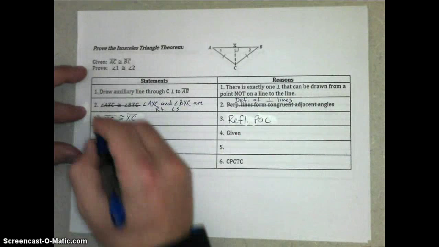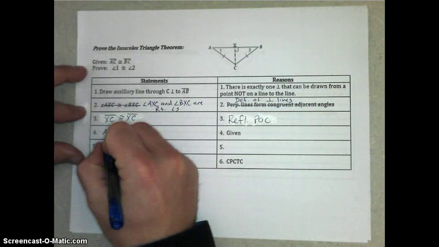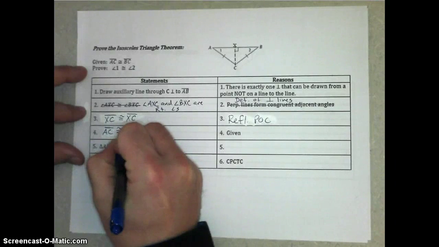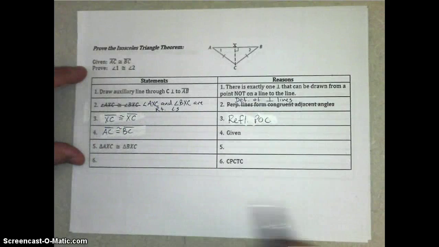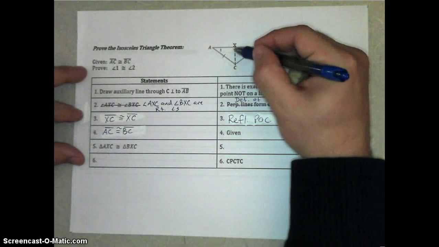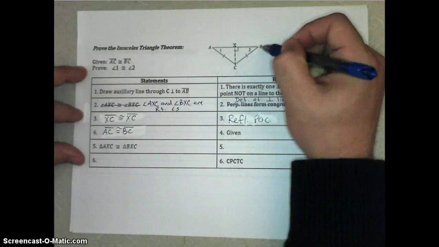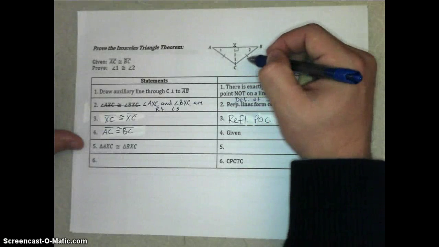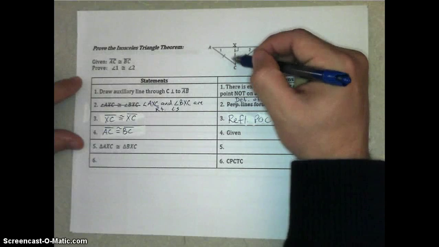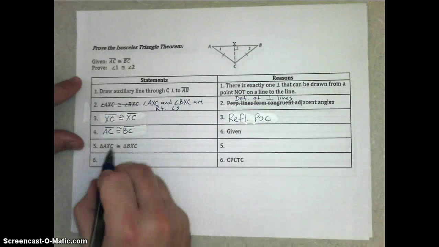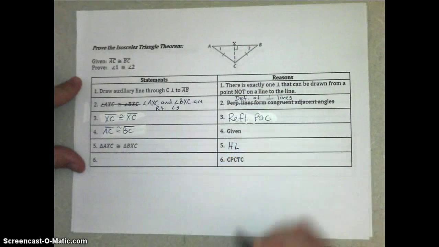Now I can go ahead and state that given, and I'll show you why I decided to do that this way. AC is congruent to BC because that's given. Now let's look at what we've shown. We have two sides of these right triangles being congruent, XC, and then AC and BC. These are the hypotenuses of the two triangles, and XC is a leg of both triangles. So we can say that the triangles are congruent by hypotenuse leg.